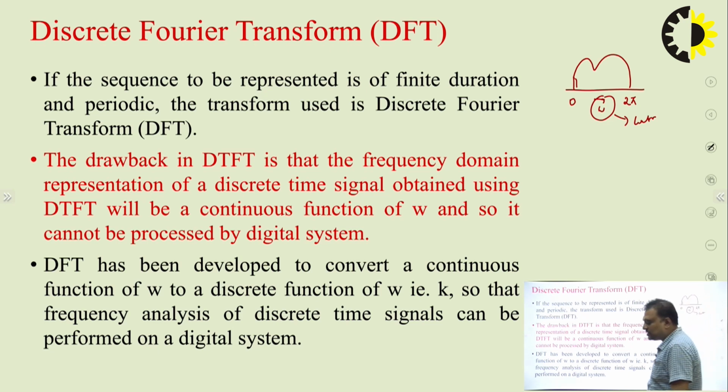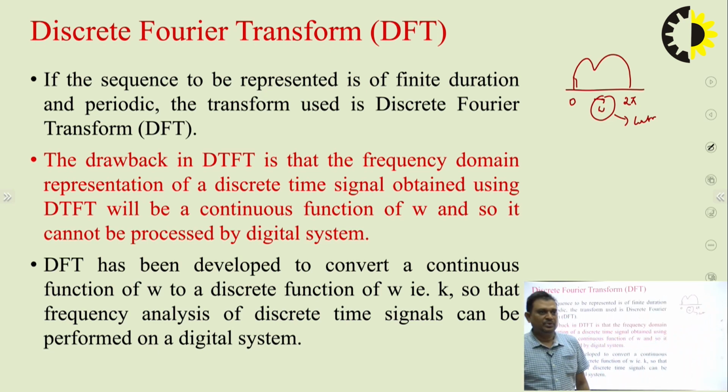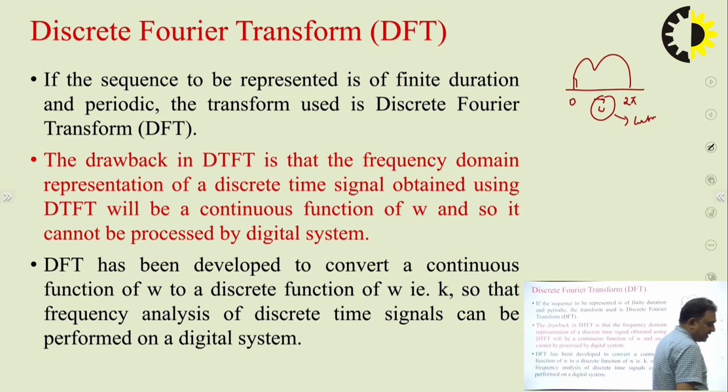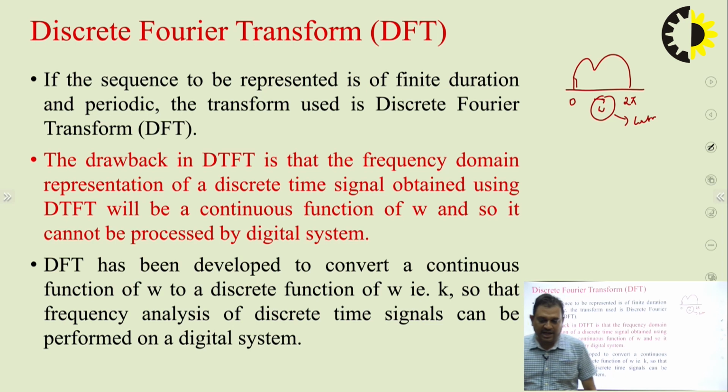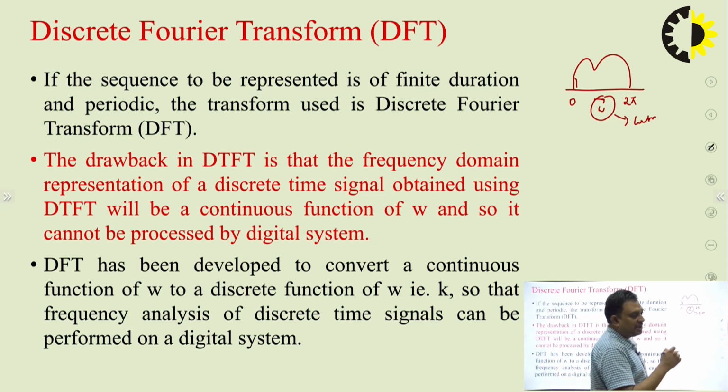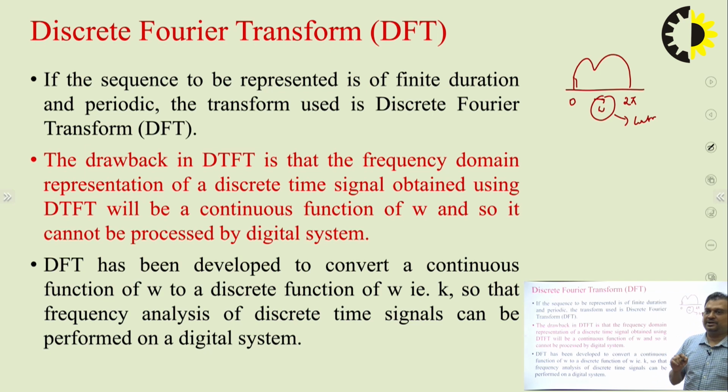But if you want to process the signal through a digital computer, then it is a must that your signal as well as its transform are discrete. Only then can you process it using a digital computer. It means your input should be discrete and your output should be discrete. Also, the values that we are taking must be finite. For infinite values you cannot process it using a digital computer.